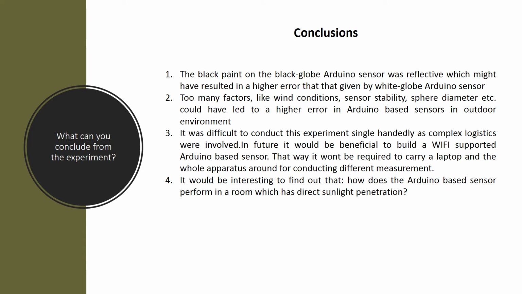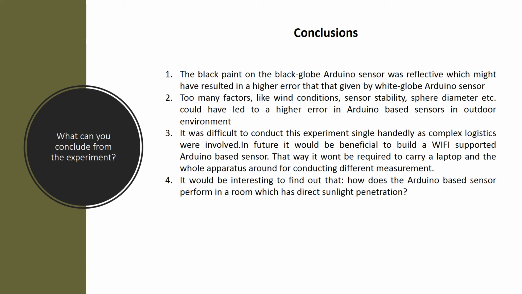From this experiment, it can be concluded that the black paint on the black globe Arduino sensor was reflective, which might have resulted in a higher error than that given by the white globe Arduino sensor. Too many factors, like wind conditions, sensor stability, sphere diameter, etc., could have led to a higher error in Arduino-based sensors in outdoor environment. It was difficult to conduct this experiment single-handedly as complex logistics were involved.